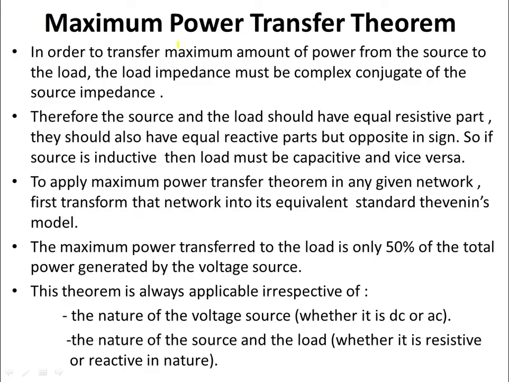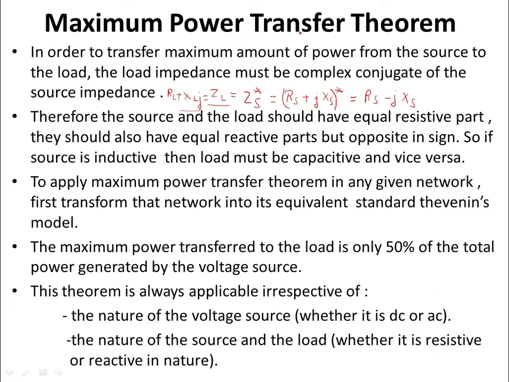Okay, so this is the last important theorem, which is the maximum power transfer theorem. According to this, in order to transfer the maximum amount of power from source to load, the load impedance must be the complex conjugate of the source impedance. Means ZL should be the complex conjugate of ZS. So let us assume ZL is RL plus jXL and ZS is RS plus jX. Then its complex conjugate would be RS minus jX.